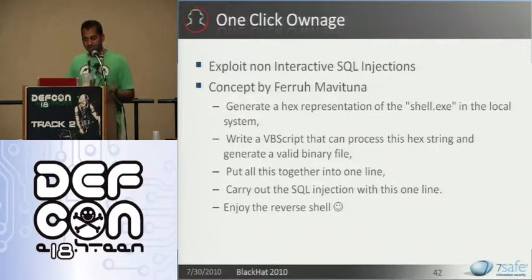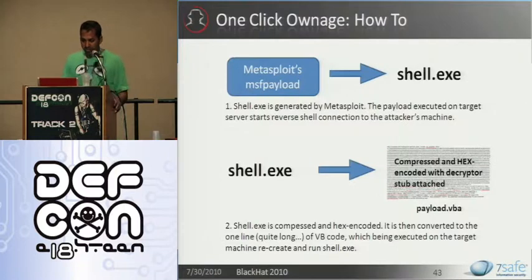So we use some reduction functions. We write a VB script that can process this hex string and generate a valid binary file. So the idea is in one single request, we can get a reverse Metasploit connection back to us. So shell.exe is generated by Metasploit's MSF payload. Then shell.exe is compressed and hex encoded with a decryptor stub attached. So we create this VB script. When this VB script is run, it will create the Metasploit executable on the target server, and then we run the Metasploit executable.